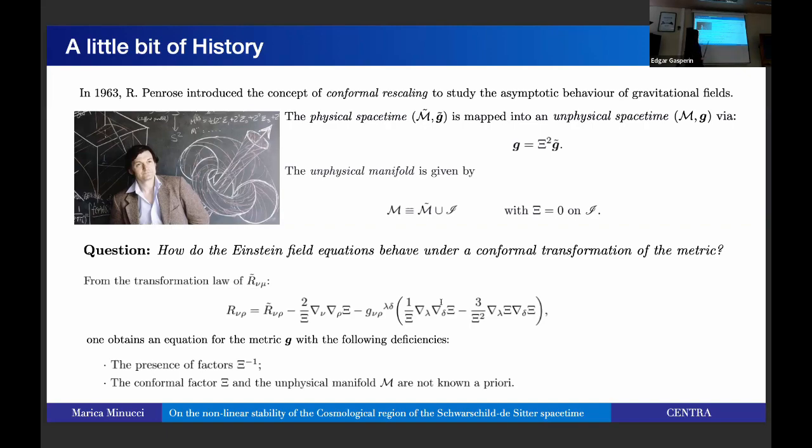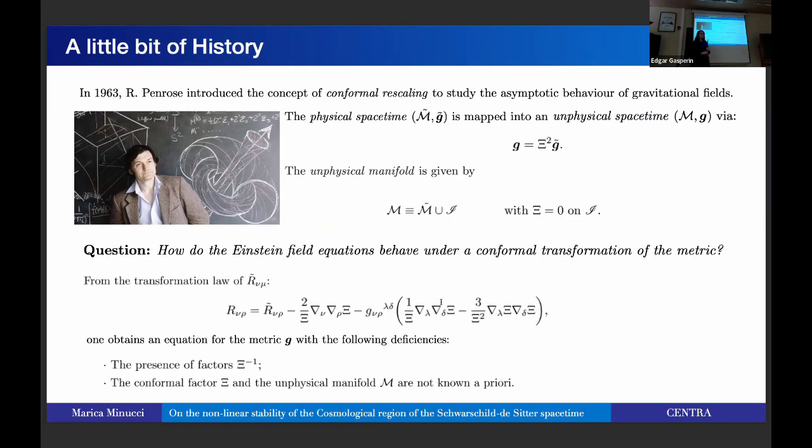The second problem is that both the conformal factor and the unphysical manifold are not known a priori. They really depend on the geometry of the solution, and so they need to be determined along with the metric g. But the task of formulating a conformal version of the asymptotic equation is not impossible. In fact, the first formulation of this equation, known as the regular conformal field equations, has been formulated by several authors.